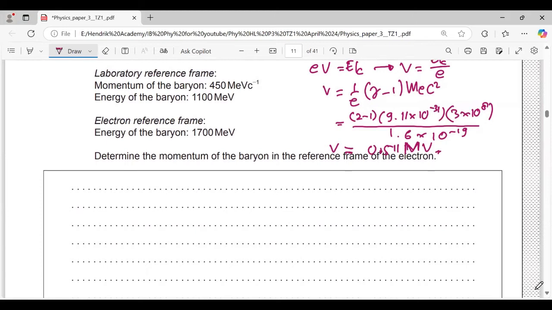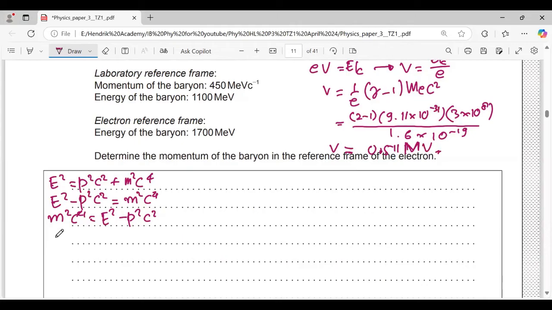According to the relations of relativistic energy and momentum, the total energy we can determine through this formula: E squared equals P squared C squared plus M squared C to the power 4. So we can rearrange this formula: E squared minus P squared C squared equals M squared C to the power 4, or M squared C to the power 4 equals E squared minus P squared C squared.